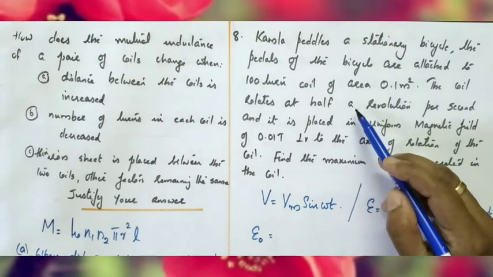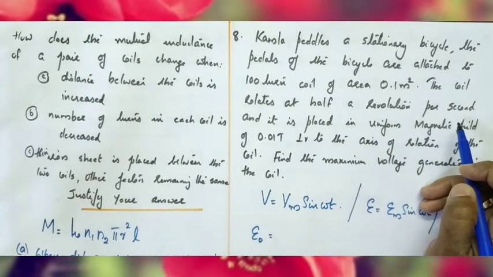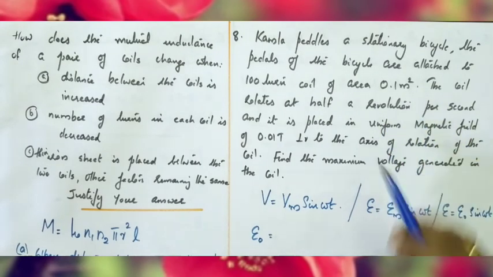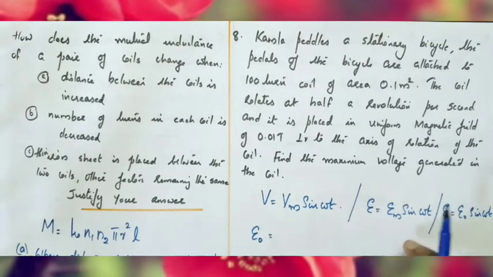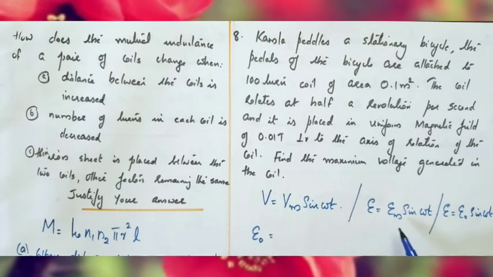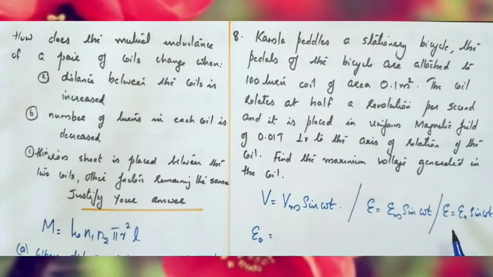Since it is half a revolution per second, that represents the number of revolutions in 1 second, that is half. That means frequency is given. So, since frequency is given, what is the voltage developed? That is always an AC voltage. AC voltage is usually represented by V equal to Vm sin omega t or E equal to E0 sin omega t. This represents the output of an AC generator.